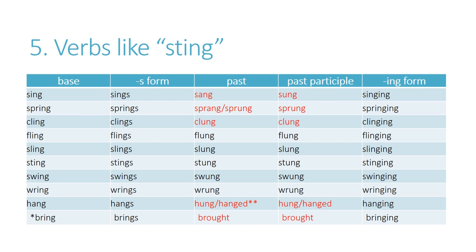Now, you'll notice that the difference here is that in the past tense and the past participle, the sounds are the same. With sing, sang, sung, the past is different from the past participle. With cling, clung, clung, the past and the past participle are the same. So you have things like fling, flung, flung, sling, slung, slung.